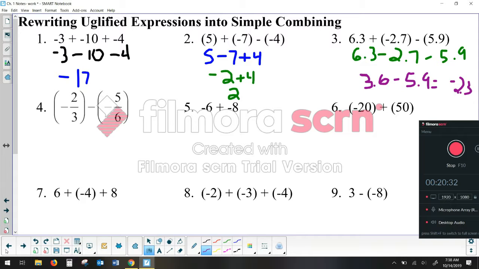Number 4, rewriting it, you will have negative 2 over 3 plus our 5 over 6. Because you're taking the opposite. Take the opposite. So the opposite of subtraction is addition.